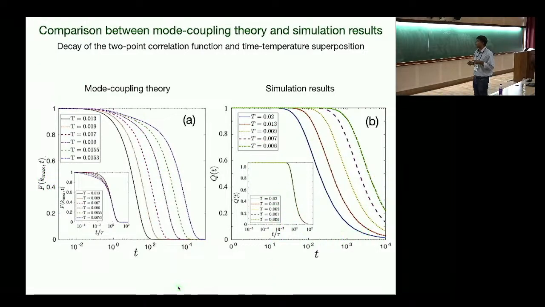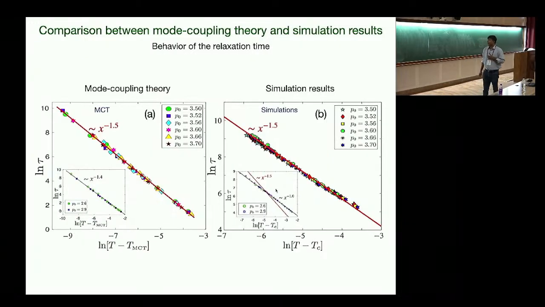Now, one of the predictions of mode coupling theory is the time-temperature superposition. It says that if you scale t by the relaxation time tau, which you can define where the two-point correlation function goes to a certain value, say 0.3, then you will see a data collapse in the alpha regime. The alpha regime means the long-time part. And we see the similar thing both in the mode coupling theory data as well as the simulation data. Now, this is a very strong test of the theory.